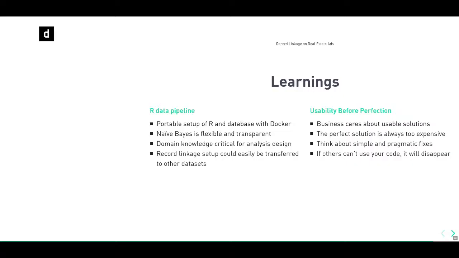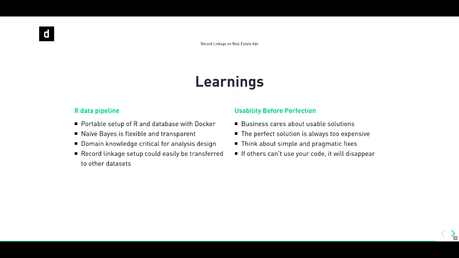So coming to an end, I would like to share a few learnings out of this project from an industry perspective. So about R as a data pipeline, combining it with databases and Docker, this gives a really nice and very well usable setup. The naive Bayes combination is very flexible and transparent, but of course the domain knowledge is critical here for the analysis design, also if you want to transfer the method to some other data sets. And then also, of course, in private industry, it's very often usability before perfection. Business cares about usable solutions. The perfect solution is always too expensive. And also, if others can't use your code, it will disappear over time. And this is also a really nice feature of this Docker setup.